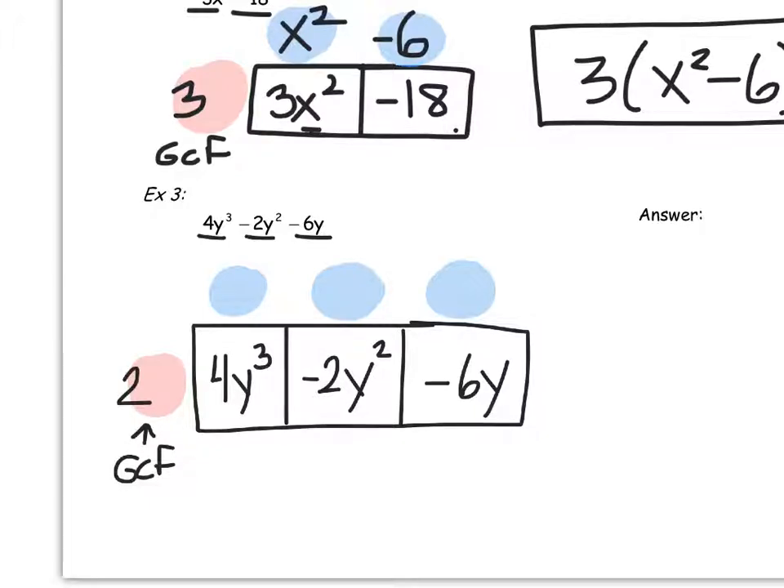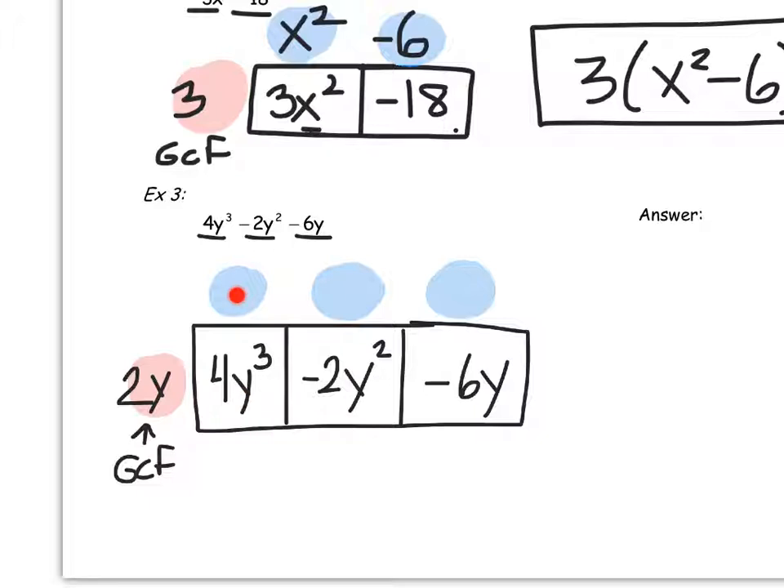Now let's count the y's. I have 3 y's, 2 y's, and only 1 y. How many y's do these all have in common? The answer is that they only have 1 y in common, right? They all have at least 1. This one has 2, this one has 3. So I'm going to put 1 y out here. That's my GCF.